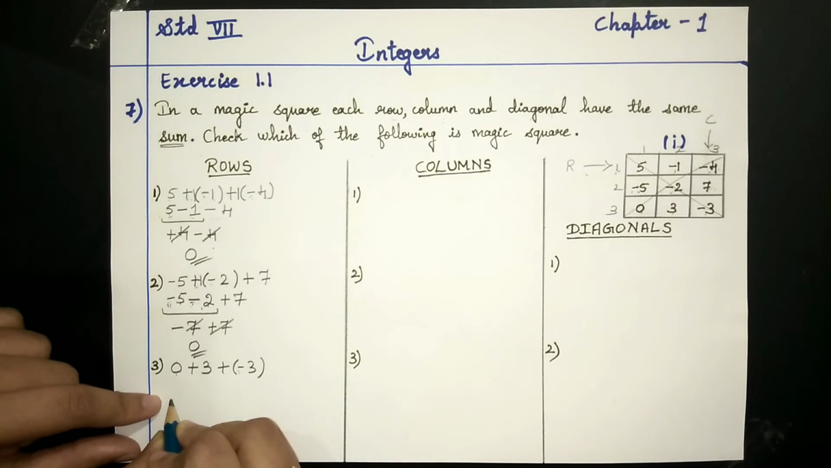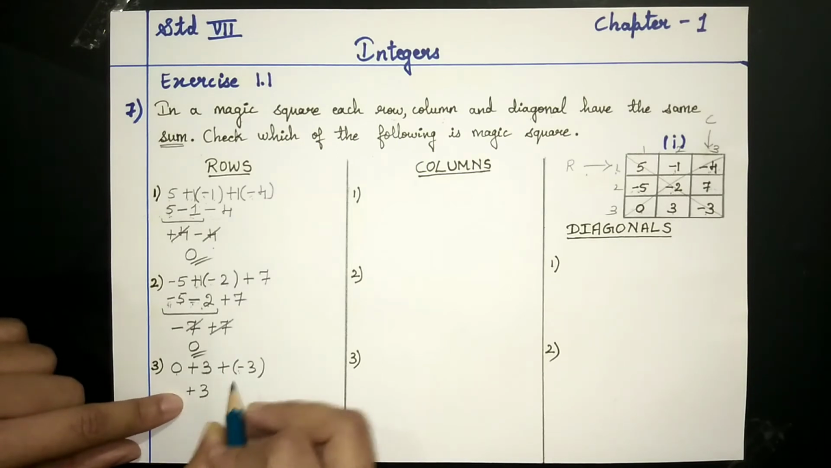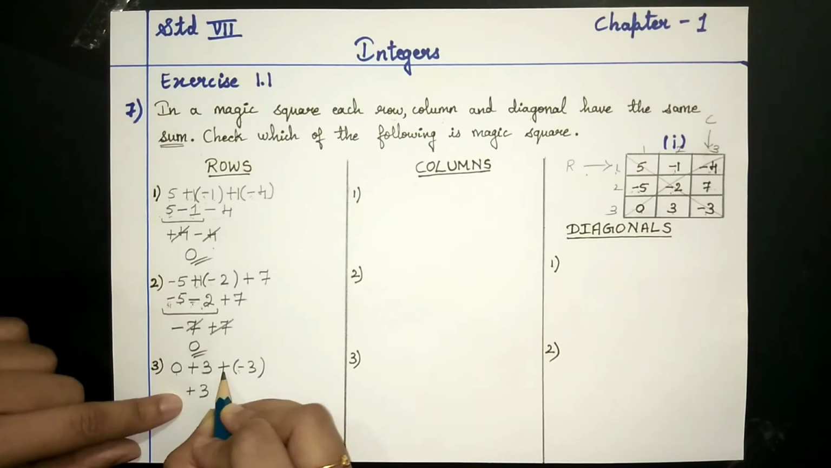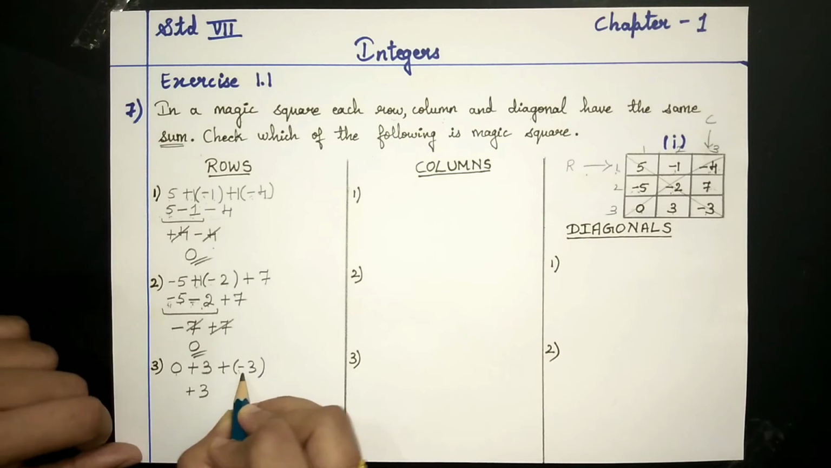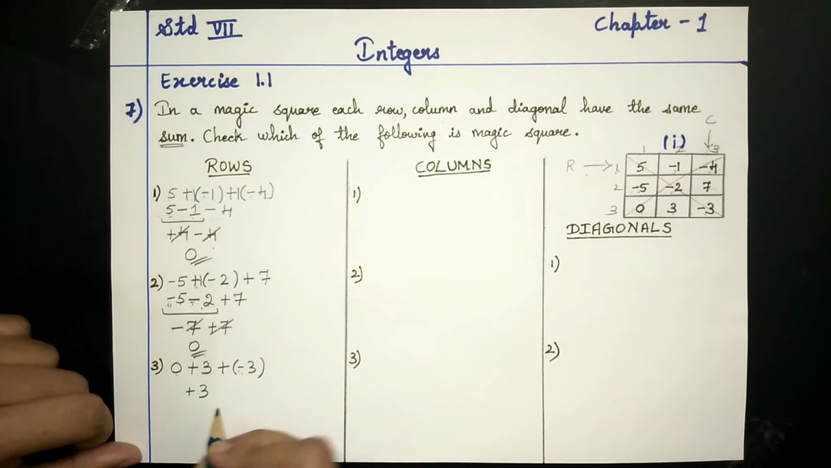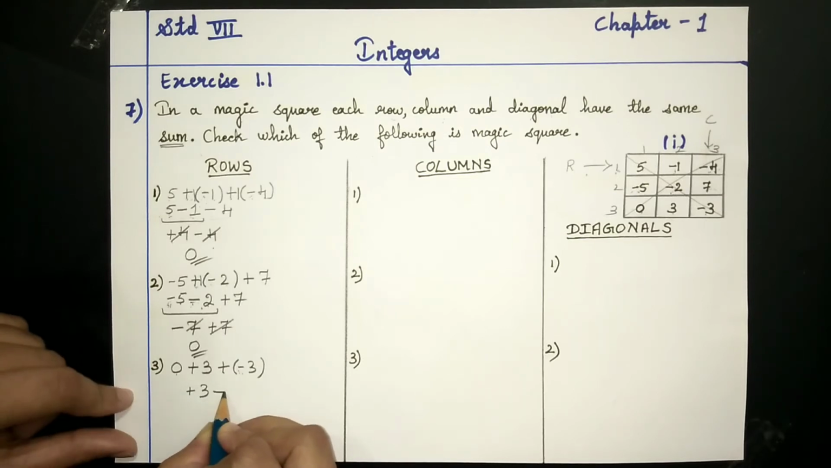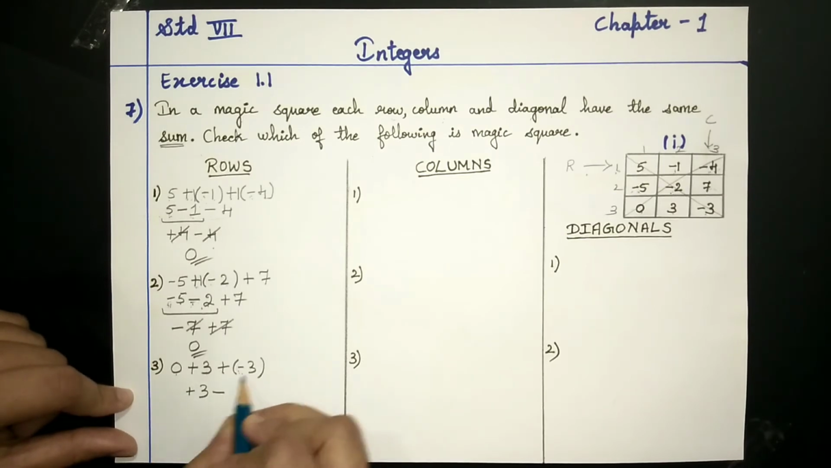So don't take this 0. Let me take this plus 3 as it is down. Now solve this. Outside the bracket it is plus, inside the bracket it is minus. Since the signs are different, for the answer you have to put which sign? You have to put minus sign and do multiplication.